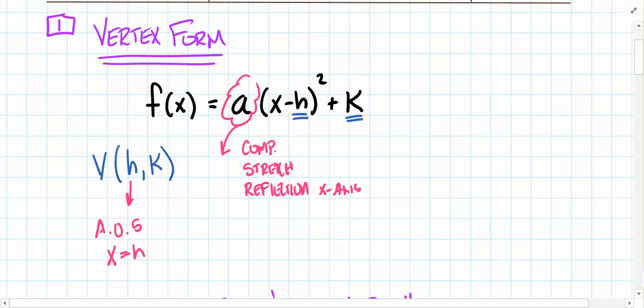So, if it's a compression, my value of A will be between 0 and 1. So, 0 less than A less than 1. If it's a stretch, my value of A will be greater than 1. If A is positive, it will open up. If A is negative, it'll open down. So positive means up, negative means down. So we're getting a lot of information here, right? There's more information I could get out of this.